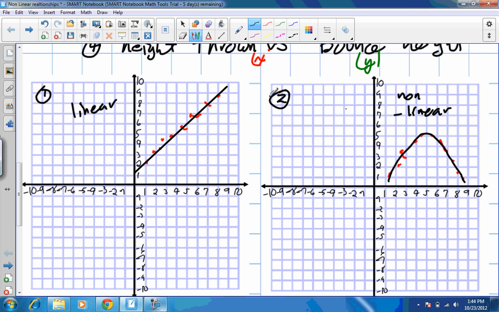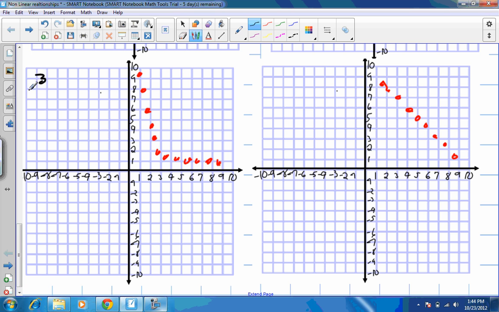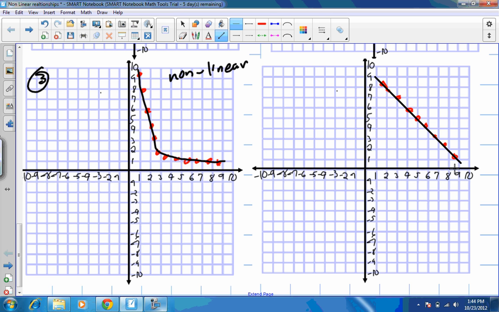Let's drop to another. How about our third example here? Linear or nonlinear? Why is that? Right. It looks like it comes down and then curves. In fact, this is nonlinear. It's probably an exponential relationship, but we'll deal with that later in math. We don't need to do it right now. And what about our last one? Yeah. Linear, what slope? Negative. Great.